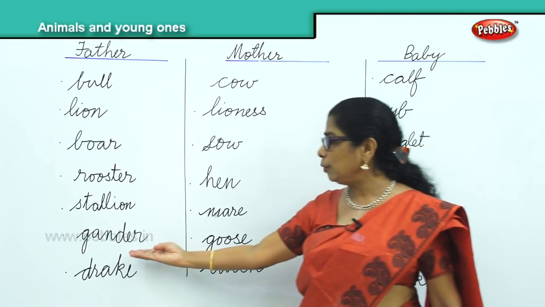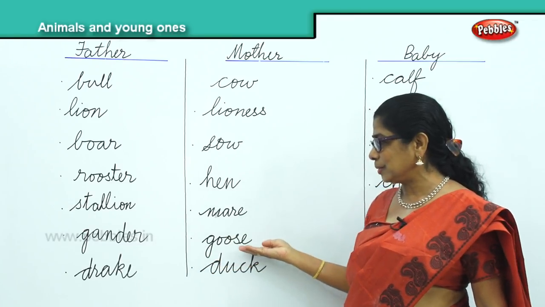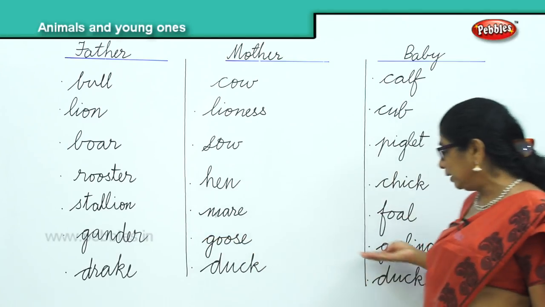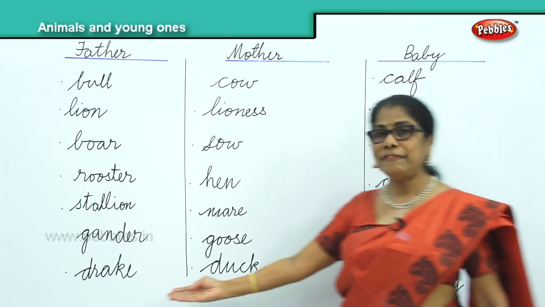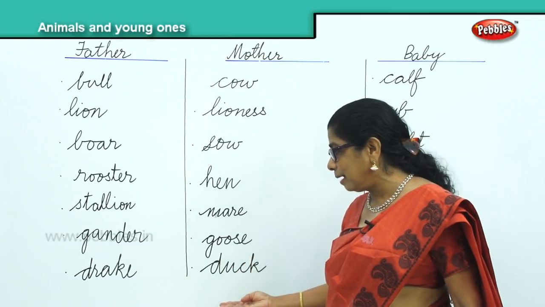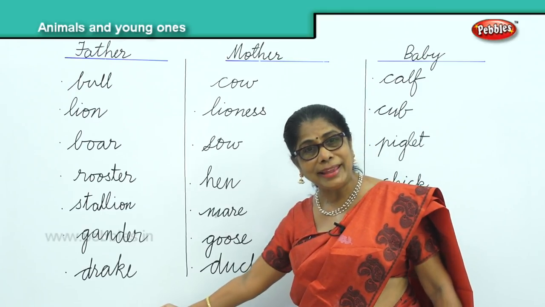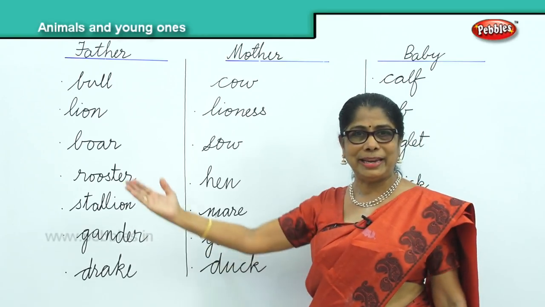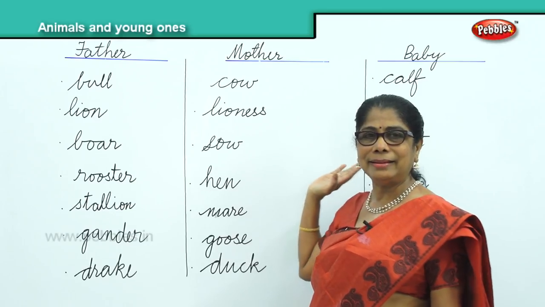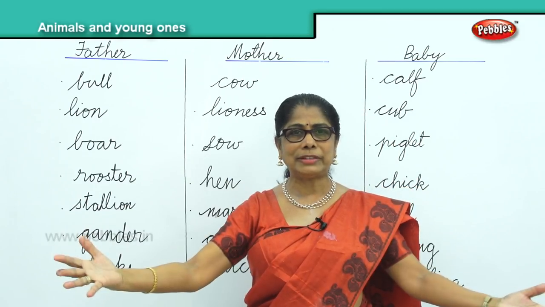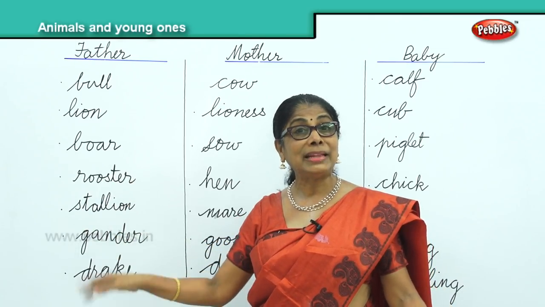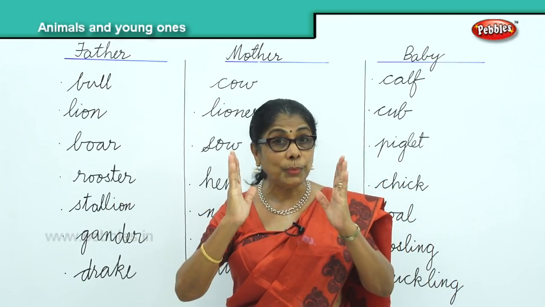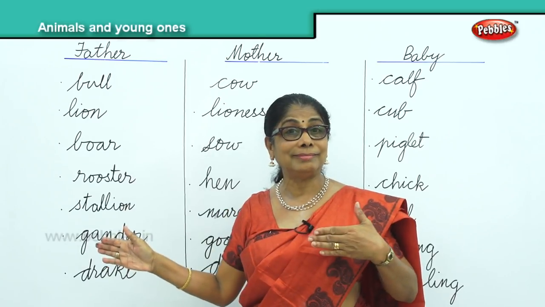Then you have gander and the goose. Gander is the male. Goose is the female. Gander and goose's baby is called gooseling. And finally we have drake. The duck is the female. Drake is the male. Drake and the duck, their baby is called duckling. So now we learned the male, the female and the baby. It's not like us, daddy, mummy. All of us have daddy, mummy, baby. But in the animal kingdom, the bird kingdom, the father, the mother, baby, all are different. So we got to learn to say it aloud to remember better.